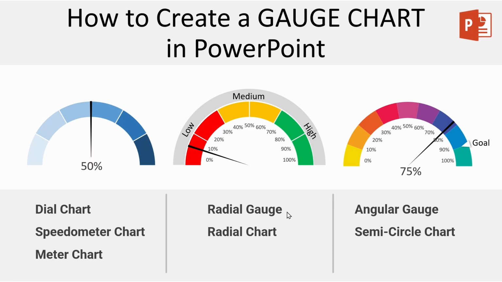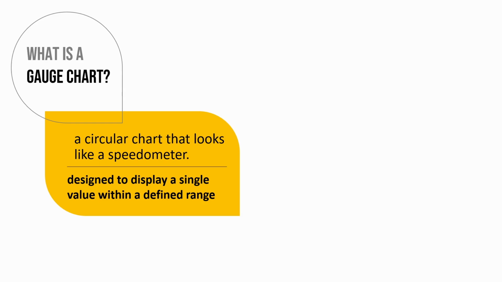First, let's define what is a gauge chart. So a gauge chart is just a circular chart that looks like a speedometer. I know that's not an intelligent definition, but it is what it is. It's designed to display a single value within a defined range. So the next question is, why even use a gauge chart?